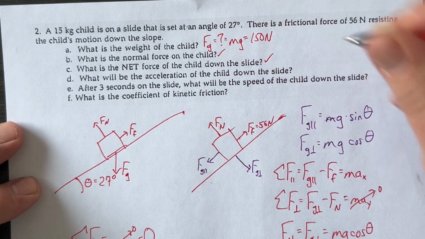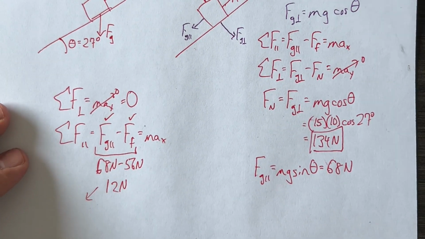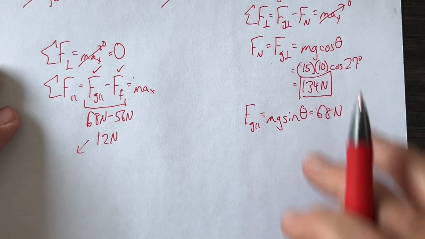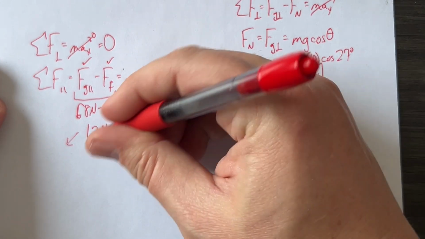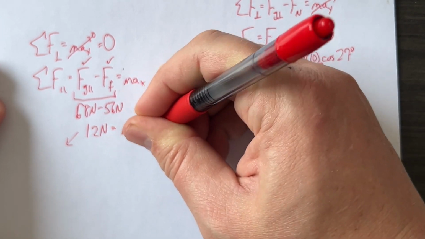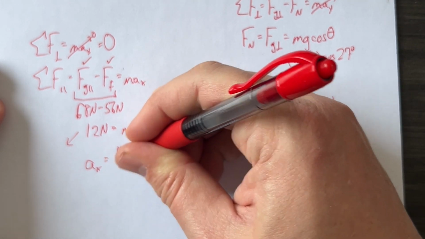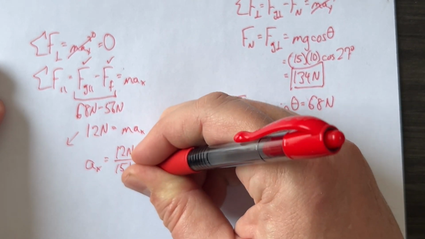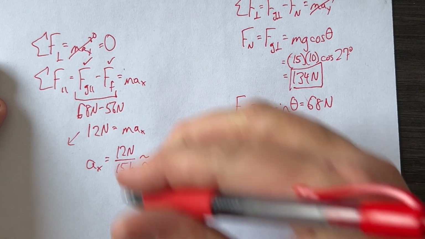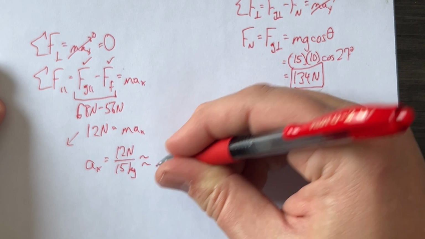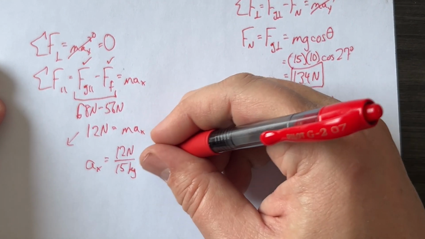Okay, next question. What will be the acceleration? And that should be the question that follows right after net force because, hey, the net force was equal to MA. So if 12 newtons equals MA, our acceleration was going to be 12 newtons divided by the mass, 15 kilograms. And so that acceleration, 12 over 15, is going to get me about 0.8 meters per second squared.